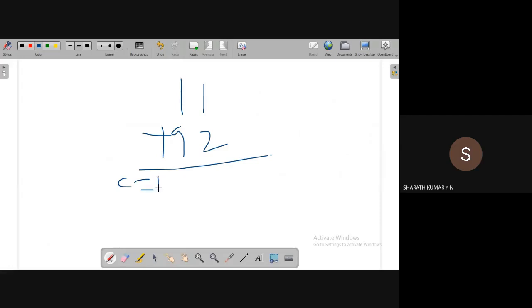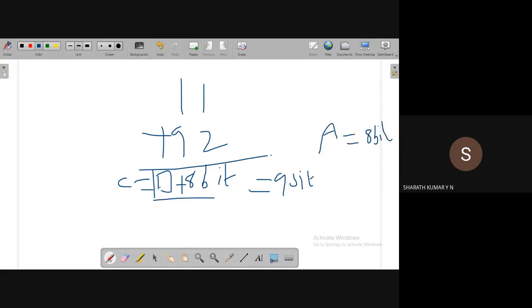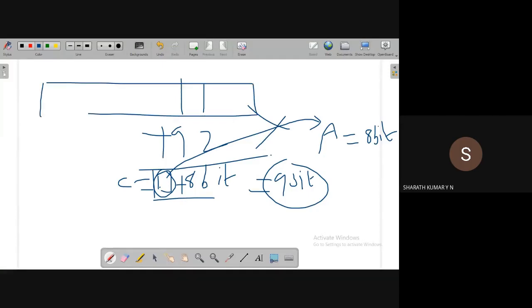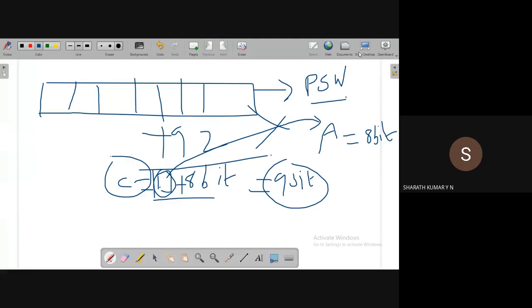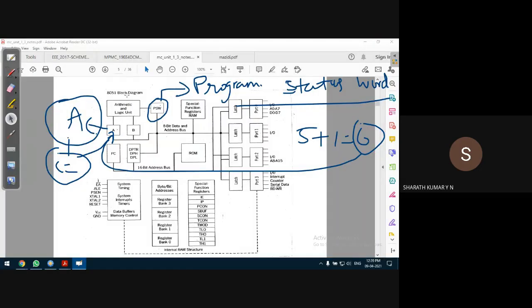What is the size of carry? 1 bit. The result of addition, 8 bit. What is the total size now? 8 bit plus 1 bit. The result is 9 bit. The accumulator is only 8 bit in size. The accumulator cannot accommodate the carry bit. Hence the microcontroller provides additional flag bits which accommodate these kinds of bits and other flag bits. A group of these flag bits is called the program status word. We'll discuss program status word in more detail.